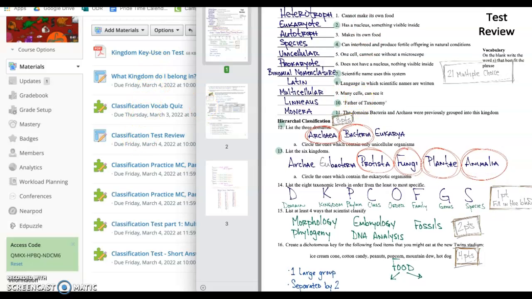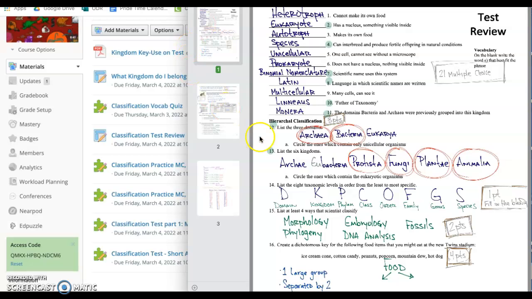Here is the answer key. And no, I don't post answer keys because I know you have access to everything as you take the test. But I am going to go through a few things that are important.